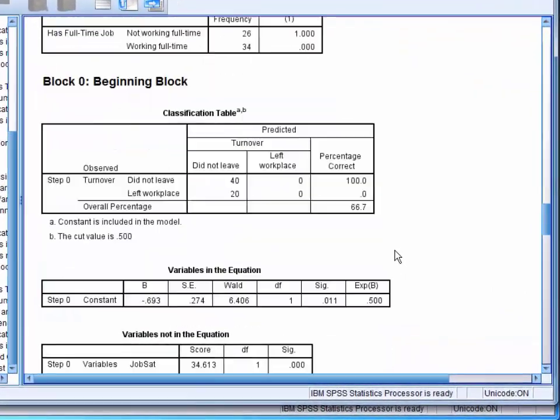The first table to look at is the classification table for block 0. This is the block of the model with no predictors entered. Here we can see that the model can correctly predict 66.7% of cases simply by predicting that no individuals had left.